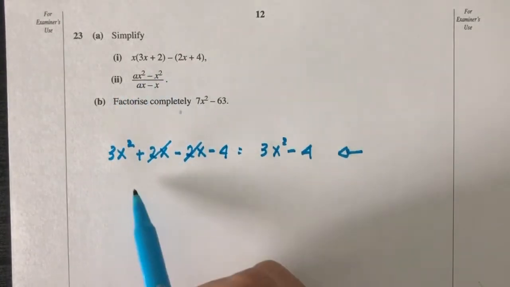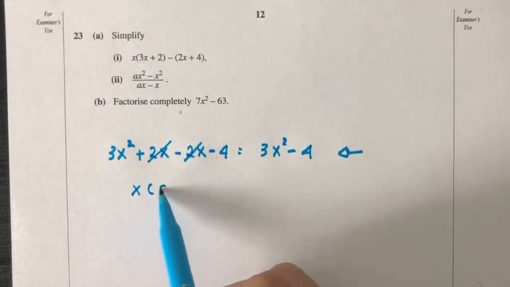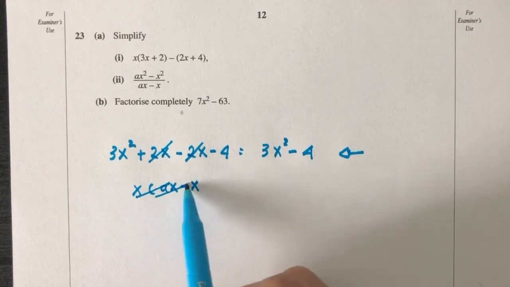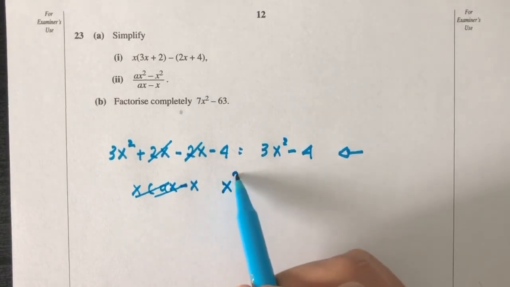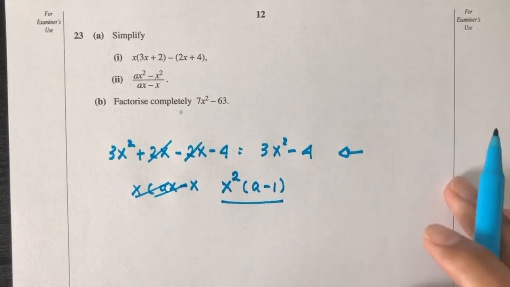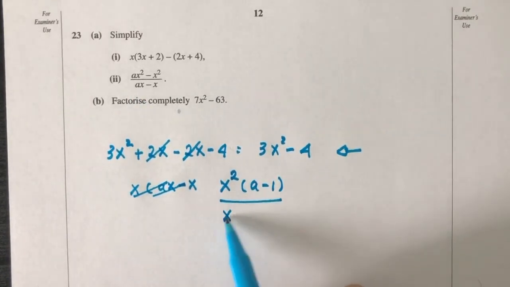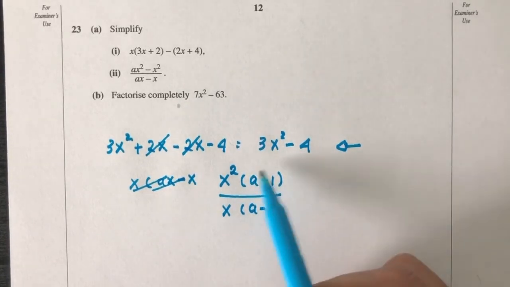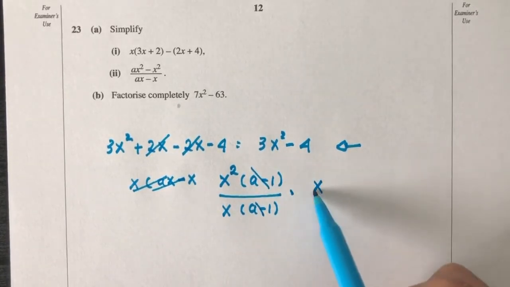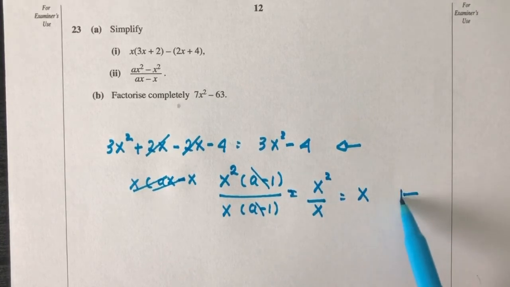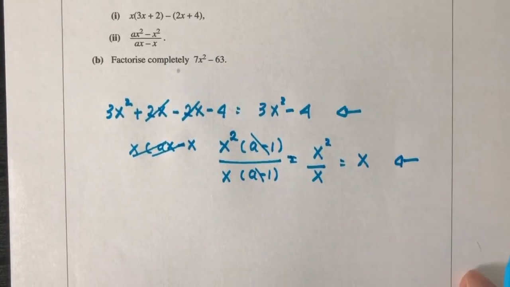Now part 2, we have to simplify this one. So for the top, x is common. Sorry, x squared is common. So mistake here. x squared is common. Take out minus x squared, we have a minus 1. And for the base, x is common. We have a minus 1 as well. So these two will be cancelled. And we have x squared over x becomes x. That is part 2.